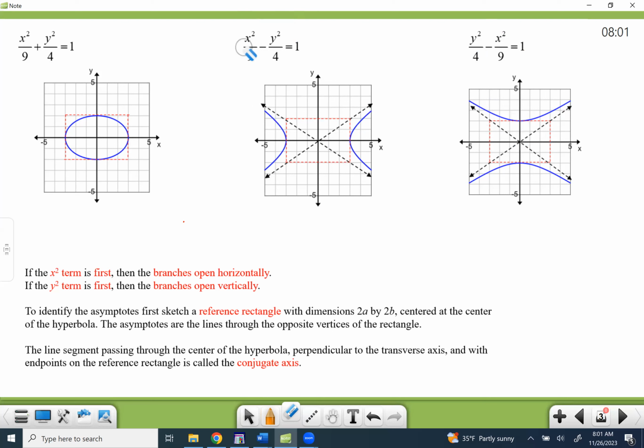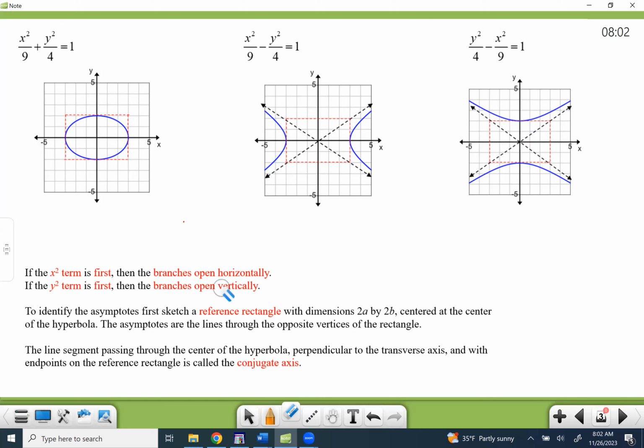Now, if the x is first, that's what's going to make it open in the x direction, that's what's going to make it open horizontally. If the y is first, then that means it's going to open in the y direction, aka vertically. So that is the main thing that you're going to be thinking about with hyperbolas: who's first. With ellipses, it was who is biggest. Since 9 is bigger, we know it's going to be bigger in the x direction. But look, on this one here, the 9 being bigger had nothing to do with it. It has to do with who's first. Since y is first, that's why it opened up and down. Okay, and we actually took the smaller number, 2, to get to the vertices on that.